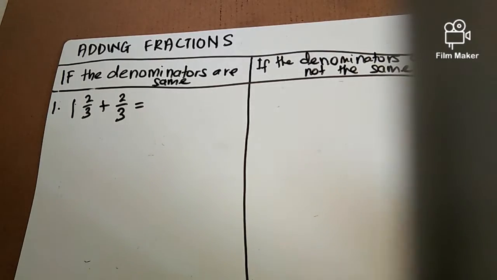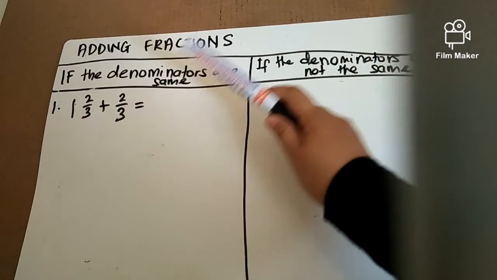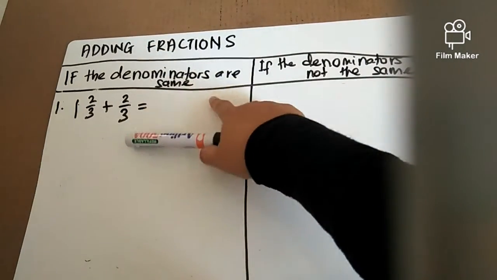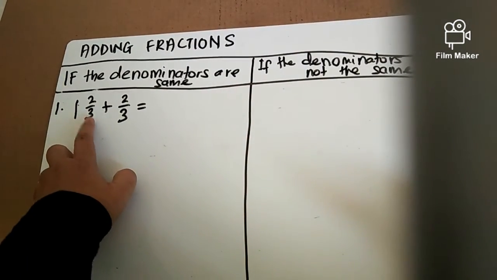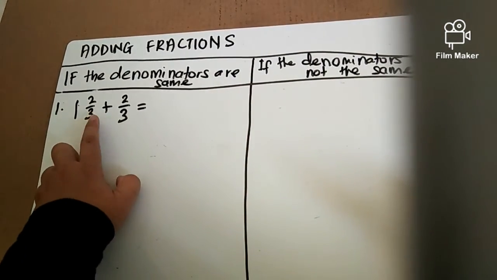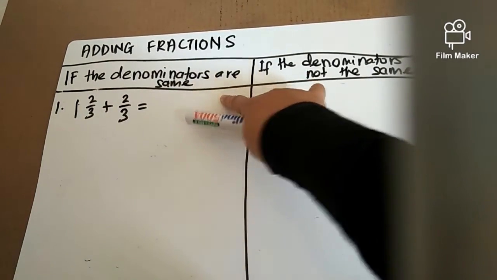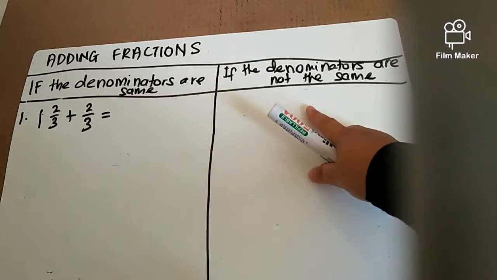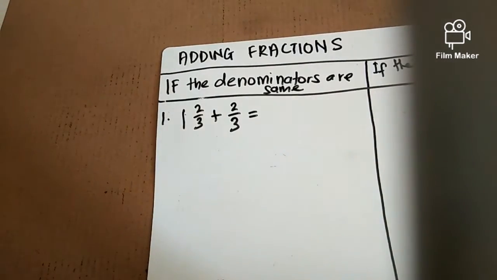For adding fractions, I categorize it into two columns. The first column is the method of how to add fractions if the denominators are the same. What are the denominators here? The number below. Okay, 3. This one, if the denominators are the same. For this one, if the denominators are not the same. Alright, let's do one example for if the denominators are the same.